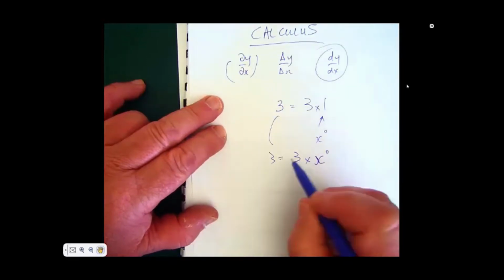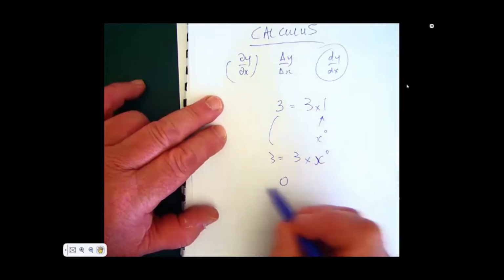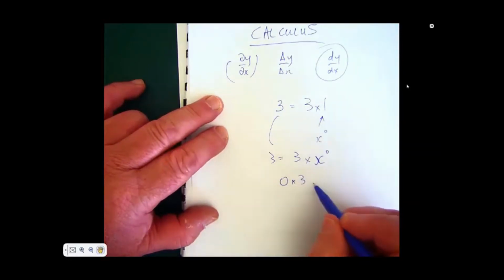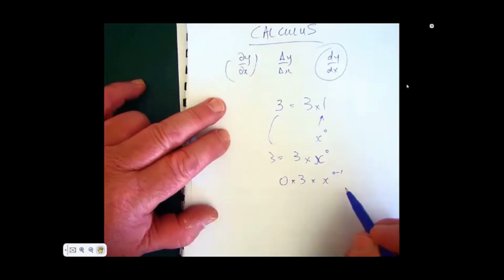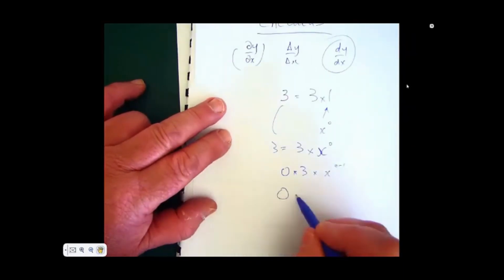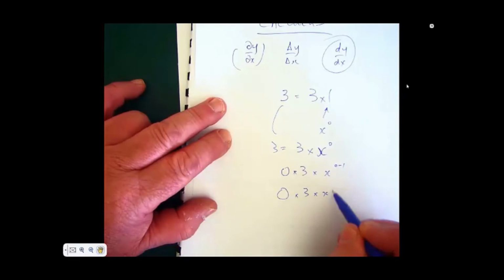So if we multiply this by 0, we've got nothing times 3 multiplied by x to the 0 minus 1. So effectively we've got nothing times 3 times x to the negative 1. But anything multiplied by 0 equals 0. So that's why the constant drops out.